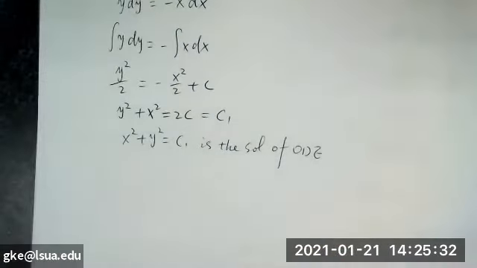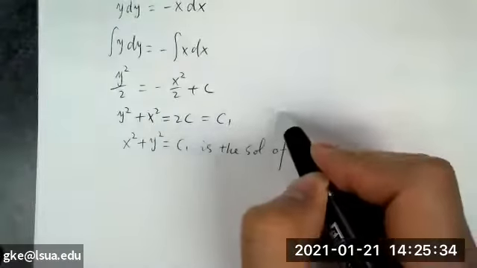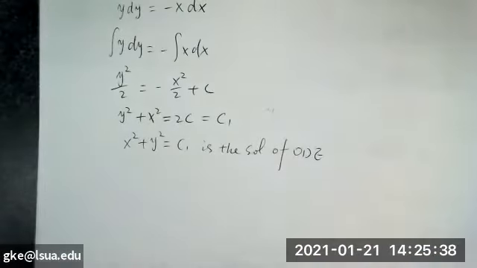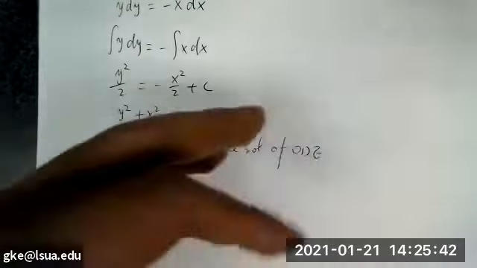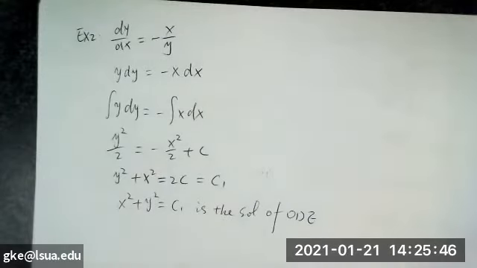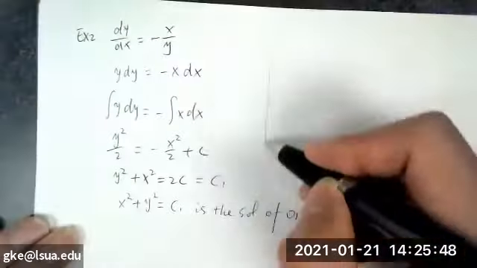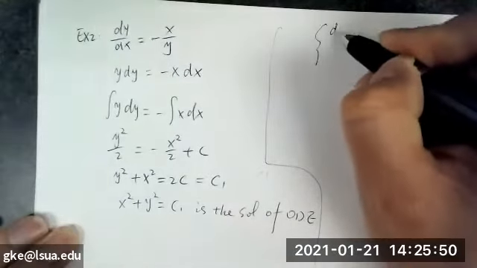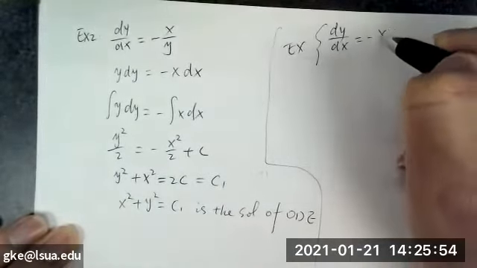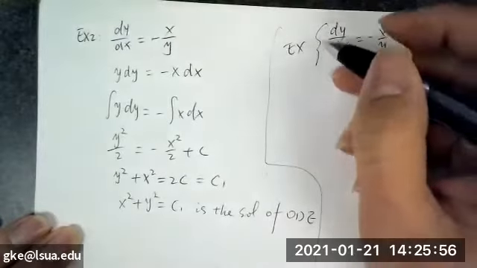Otherwise, you can write it as y equals positive or negative square root. Both of them should be okay for me. Now, that's the solution of the ODE. Now, I have another question. What is the solution of this guy?